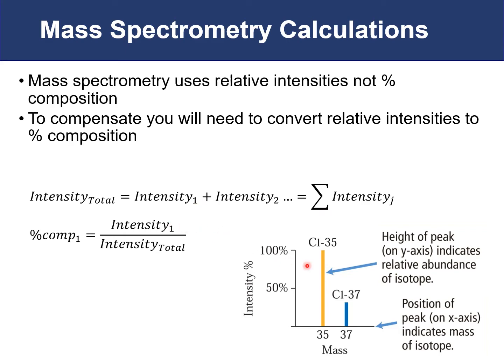Add them all up, take the one that you're interested in and divide it by the total. So chlorine, for example, if this is 100% and this is 33%, you would have 133%, or 1.33 repeating, for your total intensity. If you take 100 divided by 133.3 repeating, what you come out with for your percent composition is about 3/4 or 75%, which is what the natural abundance of chlorine would be.